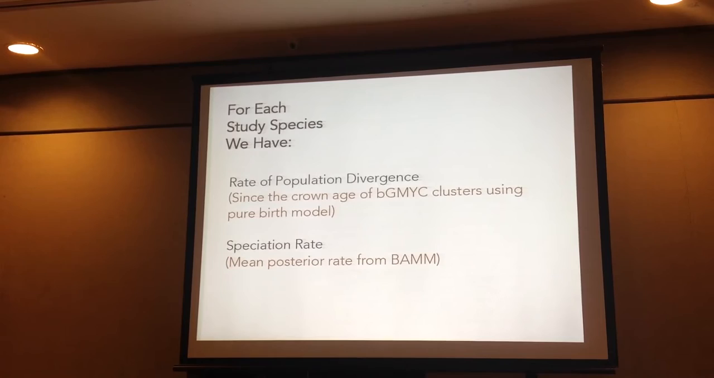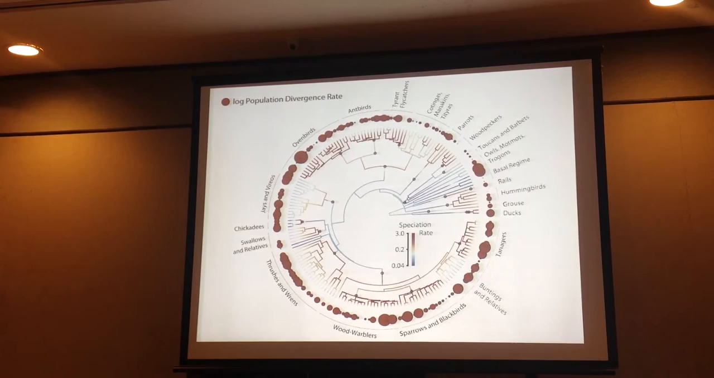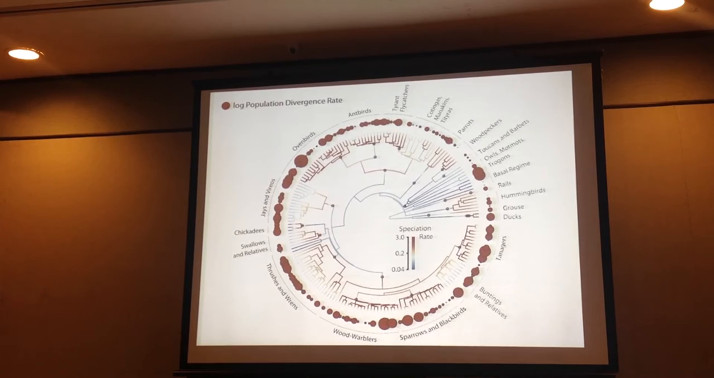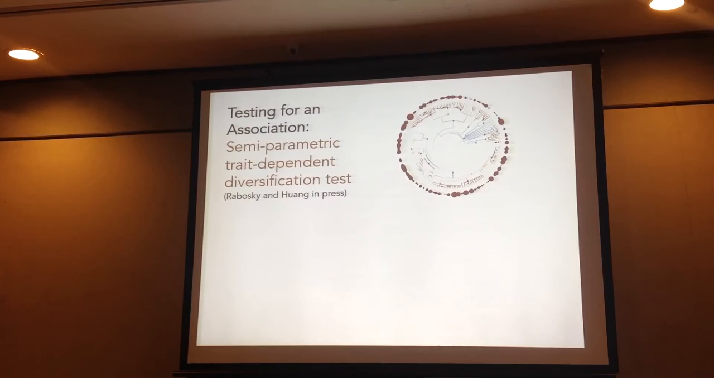When we plot our population divergence rates around that figure of speciation rates I just showed, the size of these circles represents the population divergence rate, with bigger circles being faster rates. You don't see much of a pattern here, so the clades with high speciation rates don't necessarily have high population divergence rates, just eyeballing it. But we have to do a statistical test, a test for an association.